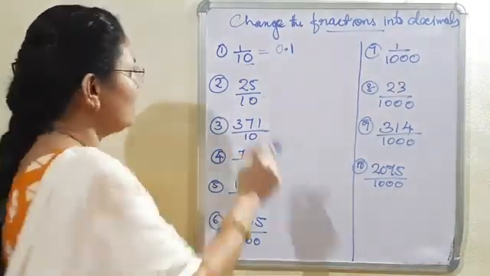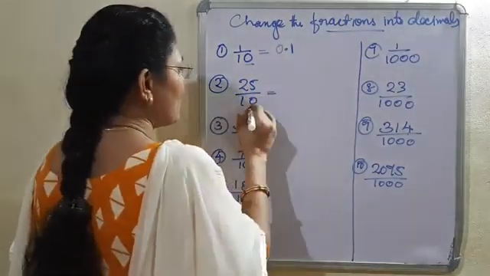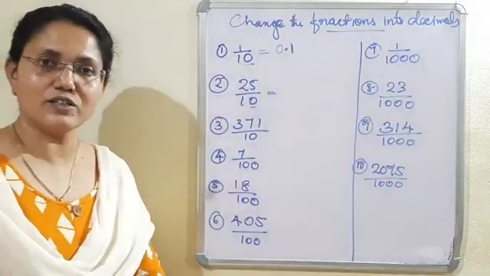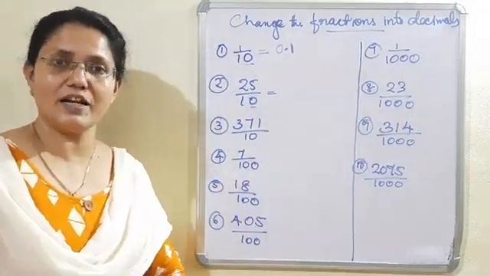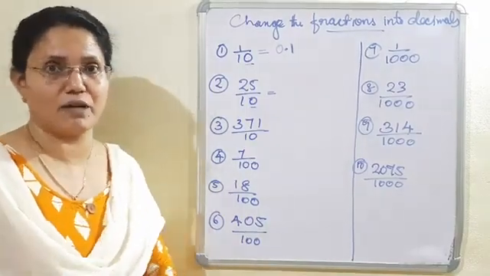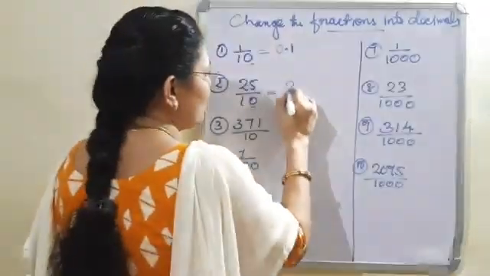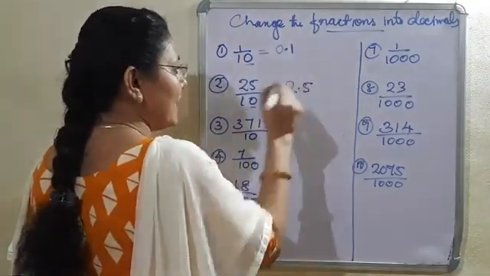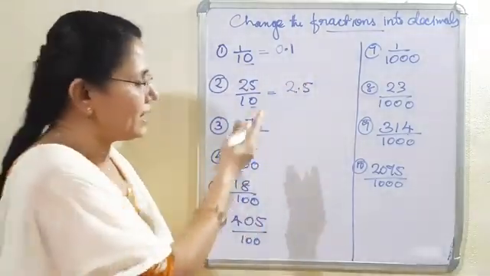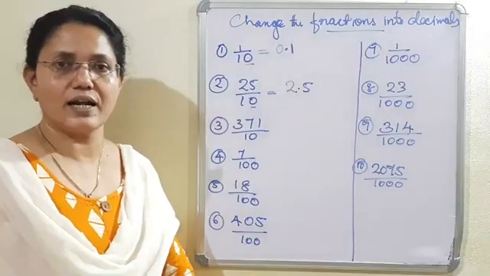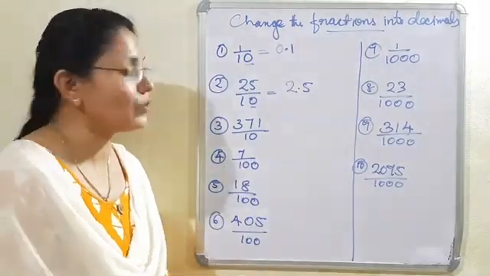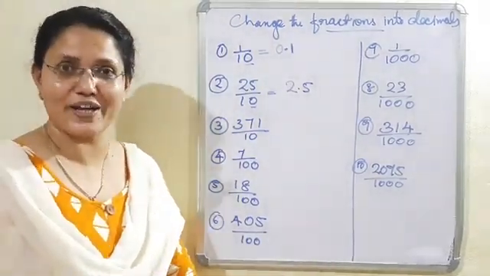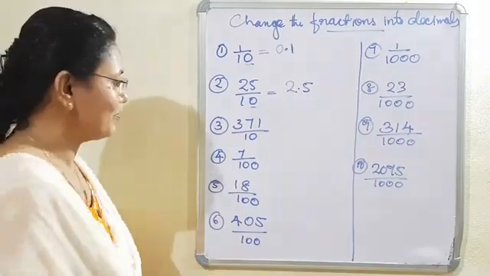Okay. Next one, 25 by 10. Here also one zero is there, so in the decimal number there should be one decimal place. First, I am writing the numerator 25. From right to left, count one digit and put the decimal point. Here already the whole number part 2 is there. Therefore, the decimal form of 25 by 10 is 2.5.